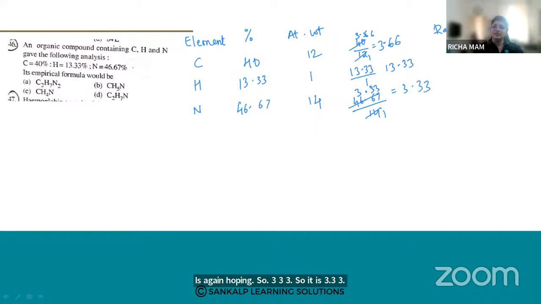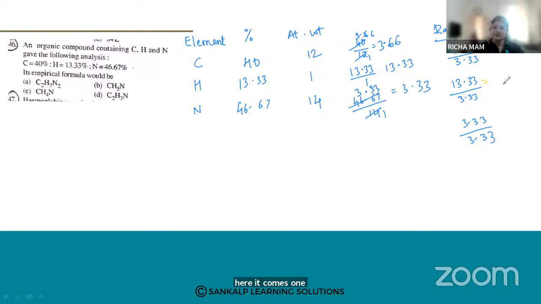Let us take the ratio now. Ratio. So which is the lowest number? It is 3.33. So 3.66 divided by 3.33. Take the ratio: 13.33 divided by 3.33 and 3.33 divided by 3.33. So what is the answer? So here it comes 1. This is approximately 1. This comes to be 4. 3 ones are 3, 4 threes are 12, 4 point something.